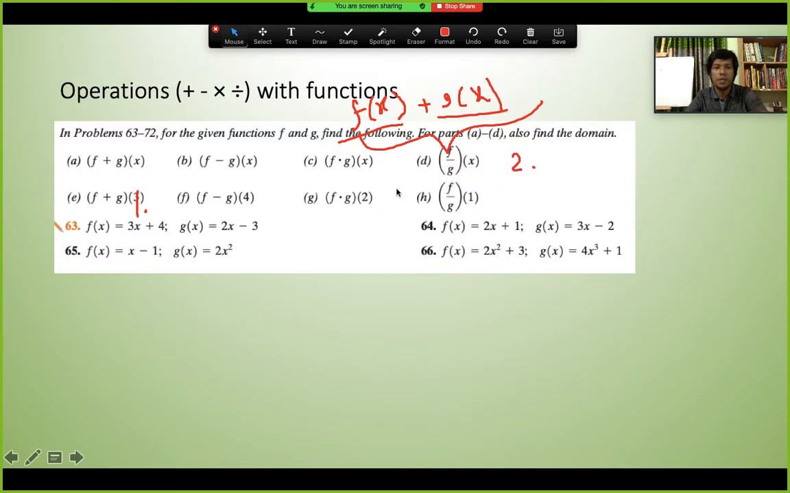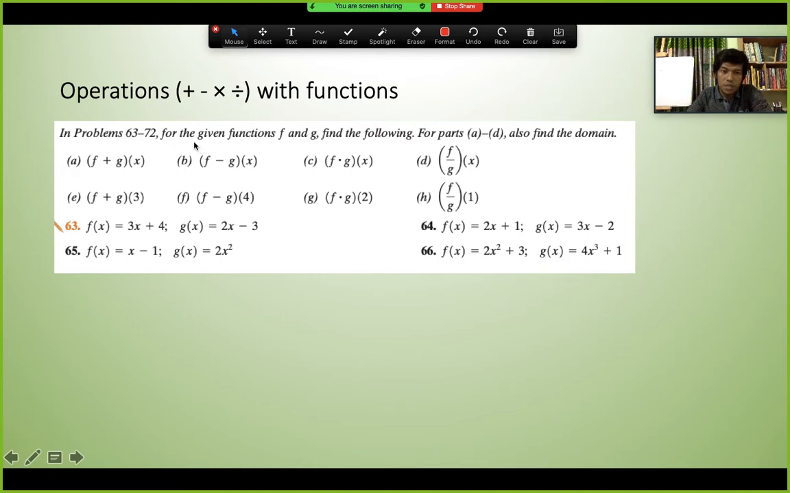So yeah, this is said here. These are examples from our book. It says that for the given functions f and g, find the following, and also find the domain. We will try to do one from here. Let's do the first one, number 63. We'll try to solve a few more during the class time also. So we have to do a, b, c, d, e, f, g, h, and so on.